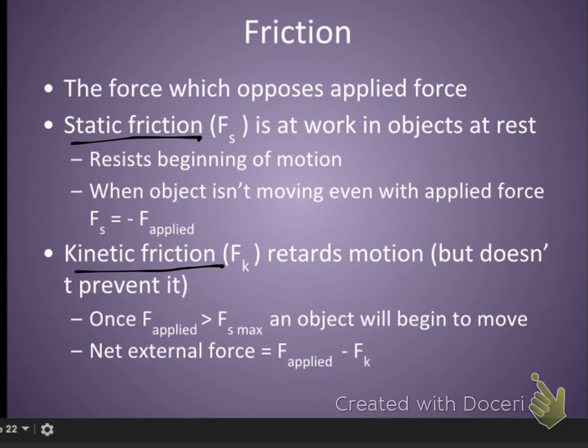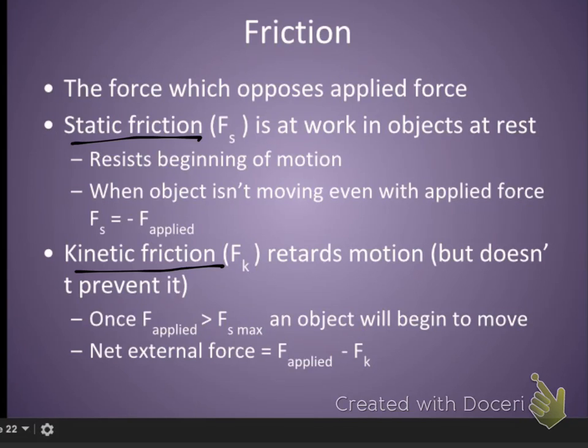Static friction is the friction that exists before something moves. If I give you a tote full of lead bricks and I send you out in the hall and say, push this thing down the hall, it's going to take some pushing before it moves initially, and that initial force is static friction.